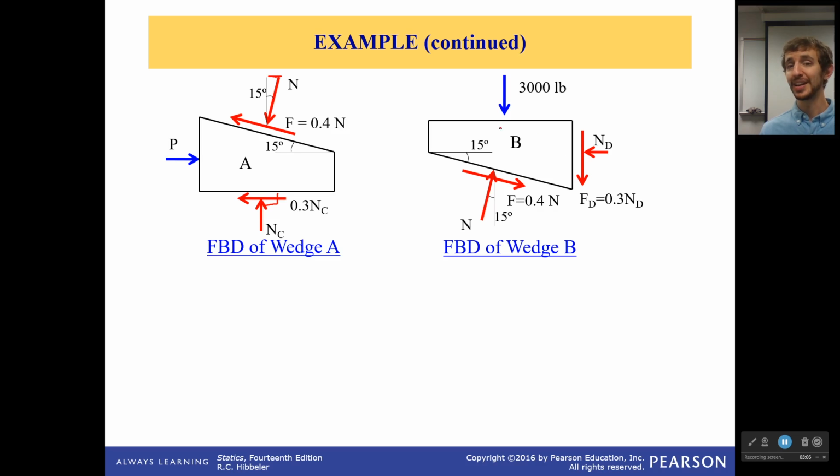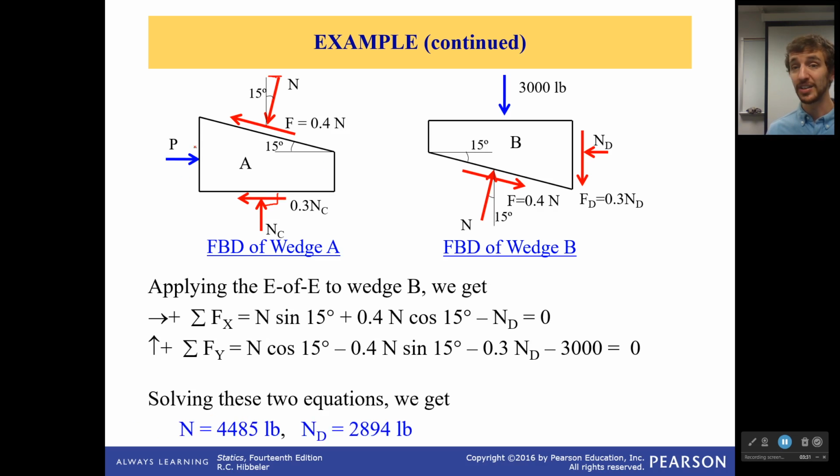Why? Because we're trying to lift B. We're applying a load to lift it. If it's lifting, it does not want to do that. The friction isn't like that, so it's holding it back. Okay? So this is the best way to go about drawing your free body diagrams. Start with the wedge that's by itself, the one that you're applying the force to move or keep from moving, and figure everything else out from there.